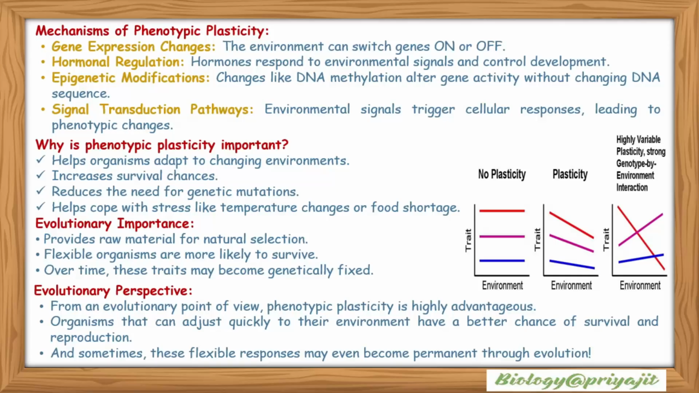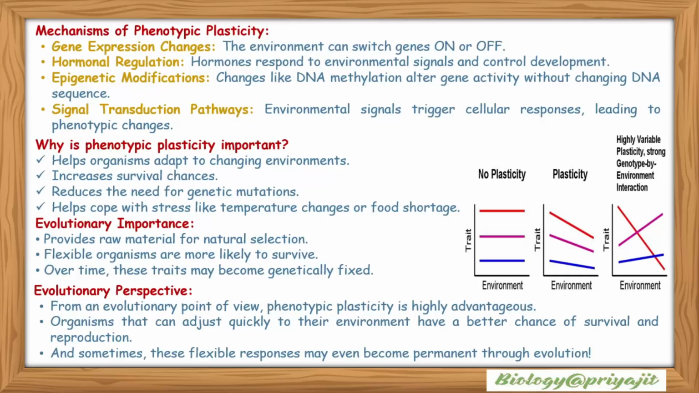So why is phenotypic plasticity important? It helps organisms adapt to changing environment by changing their phenotypic characteristics. They increase survival chances, they reduce the need for genetic mutations, and they help cope with stress like temperature changes or food shortage. So what is the evolutionary importance? It provides raw material for natural selection. Flexible organisms are more likely to survive. Over time, these traits may become genetically fixed.